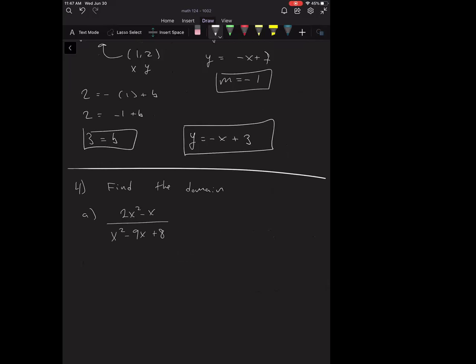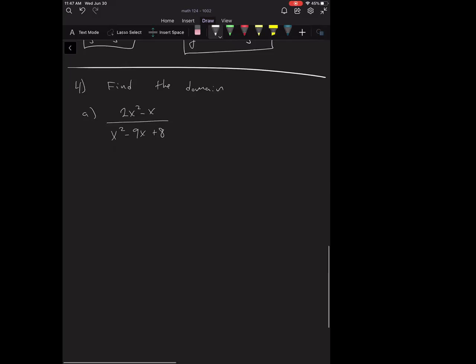So when we're looking for the domain, we always think, are there fractions and are there square roots? So we don't see any square roots in this problem, but we do have a fraction. And the bottom of a fraction can't be 0. So the bottom of this fraction is x squared minus 9x plus 8. This is not allowed to equal 0, so we have to figure out, okay, where does it equal 0? In order to solve this equation for x, we have to factor. This is going to factor into (x minus 8)(x minus 1).